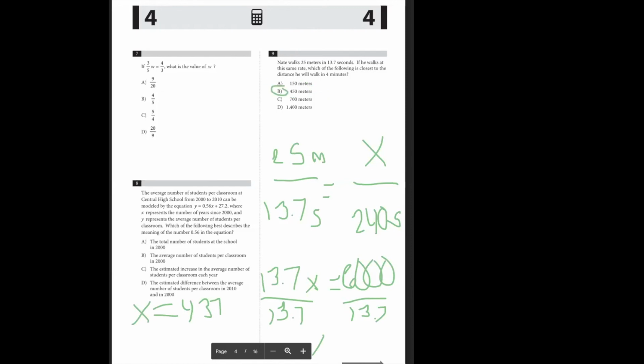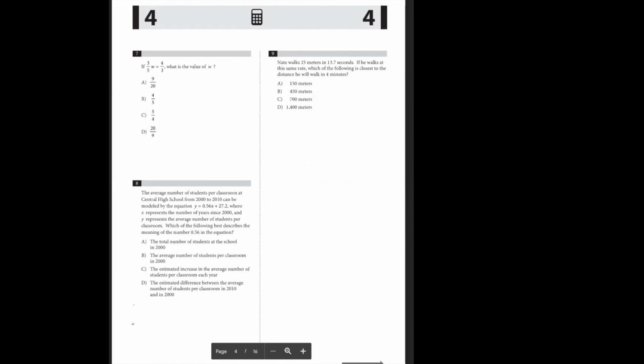So yeah, what I'm gonna do now is move on to the next page, just so we can try to do as many as possible.